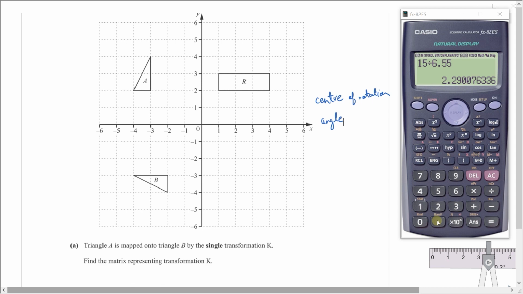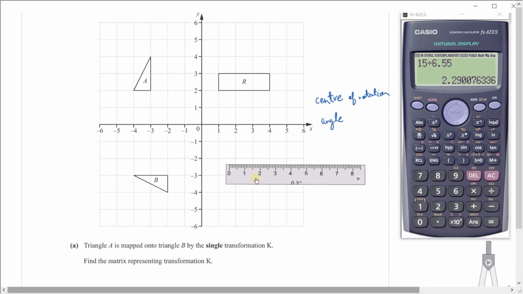So now to find the center of rotation, you can connect any 2 points. So let's say I connect these two here. This point here is transformed onto this point, right? So let me join these two with a straight line. Okay, this is better. And similarly, this point is transformed onto this point. So let me join these two.